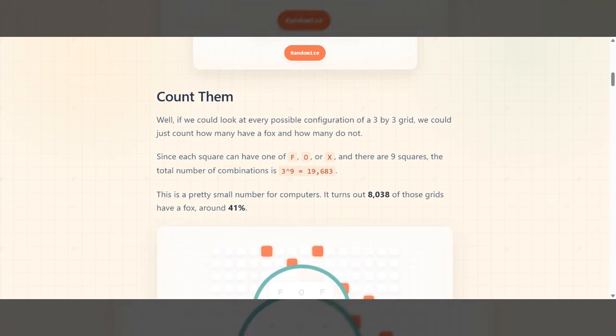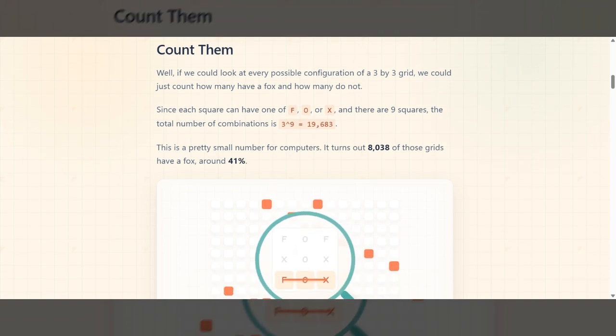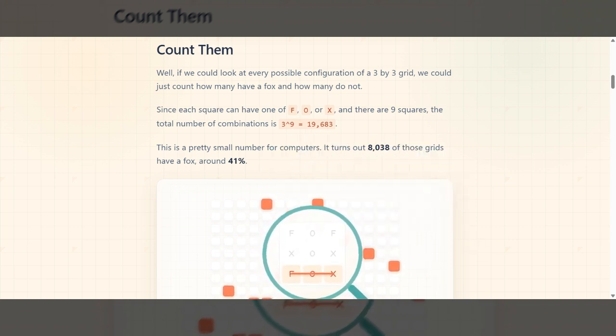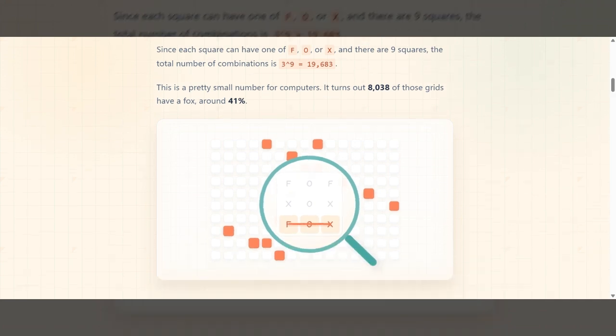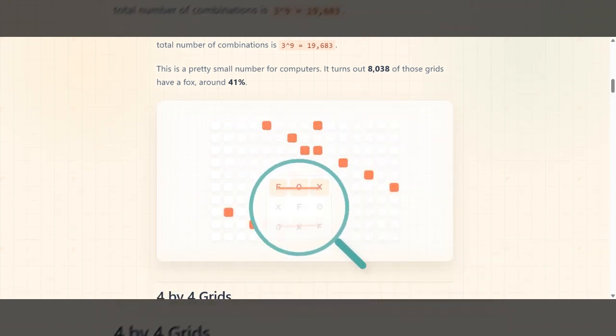Well, if we could look at every possible configuration of a 3 by 3 grid, we could just count how many have foxes and how many do not. Because each square could have one of F, O, or X, and there are 9 squares, the total number of combinations is 3 to the power of 9, which is 19,683. This is a very small number for computers. 838 of those grids have foxes, about 41%.